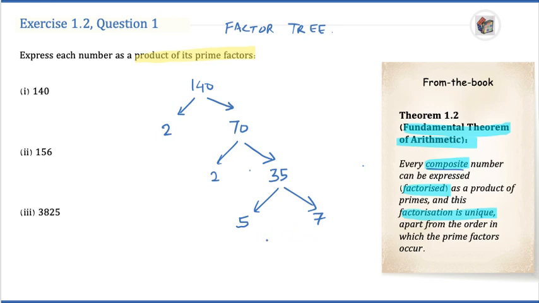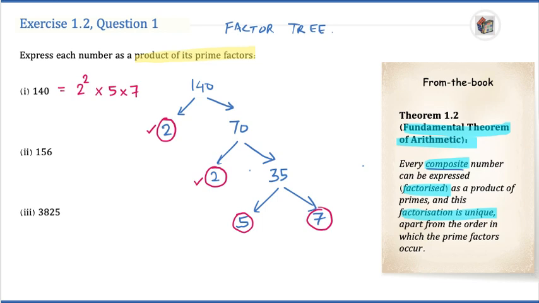Now you cannot break any of these down further. It's all completely broken down. So the prime factors that this number has are these that you have at the last stage in every branch. So these are all the prime factors. So if I express this, it is 2 to the power 2 because I have 2 of them, times 5 times 7.